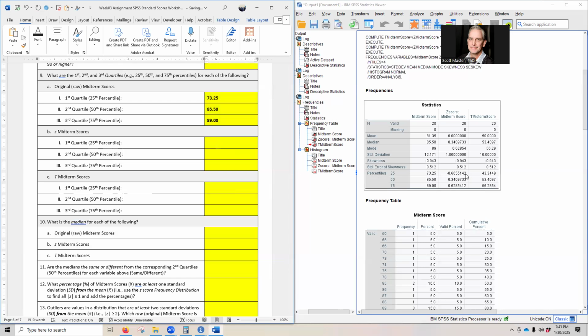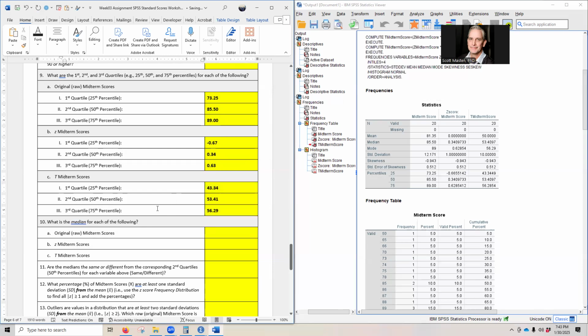For z-scores, it's negative 0.67 when you round it, 0.34, and 0.63 for the Z midterm scores. How about the T-scores? 43.34, 53.41, and 56.29.